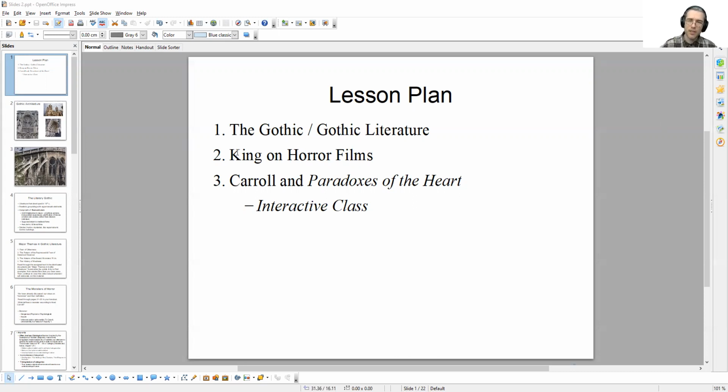We'll also have a brief discussion of Stephen King, probably the most prolific and famous author of horror literature in the contemporary world, and his comments on the fascination with horror films evidenced by our culture. All of this will lead us into our interactive class conversation on Paradoxes of the Heart.